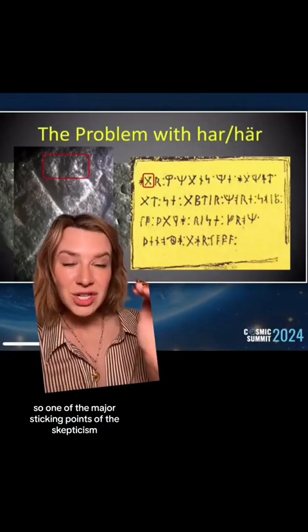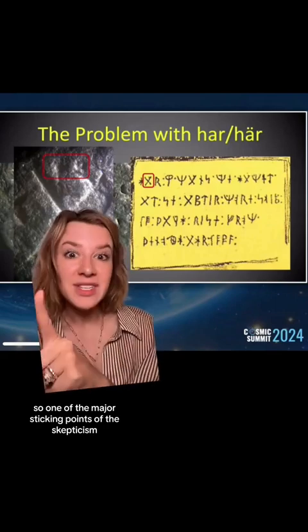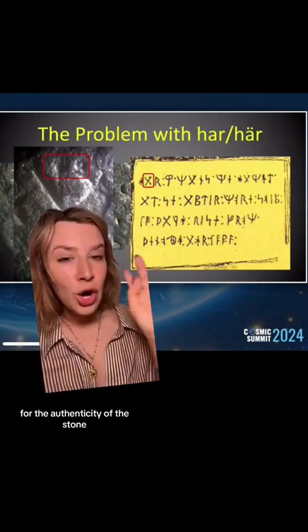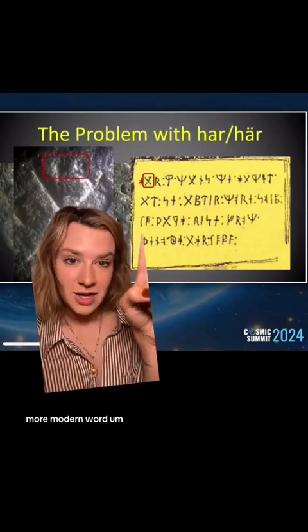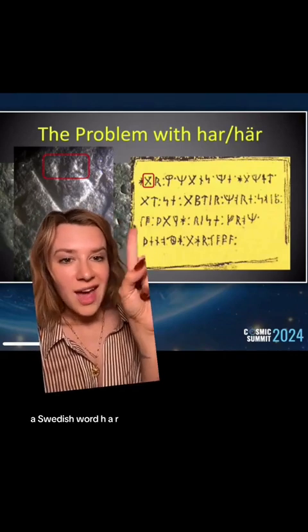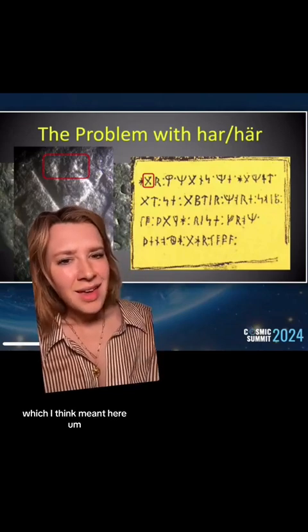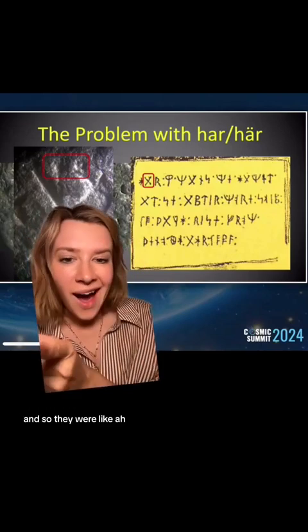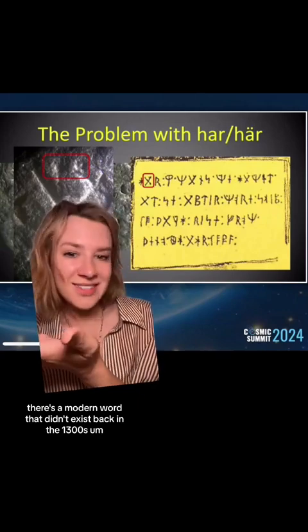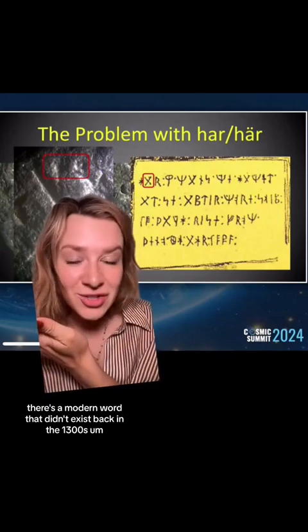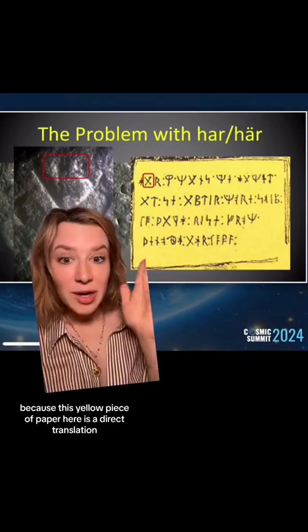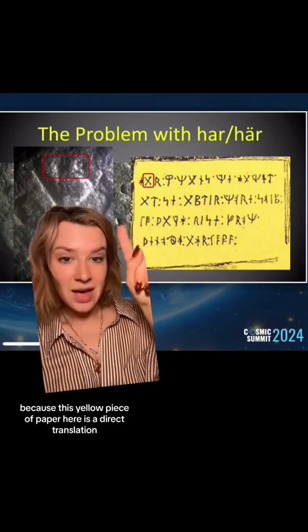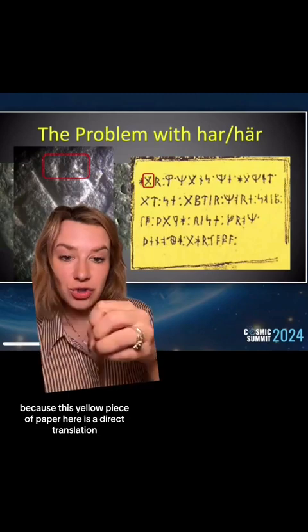So one of the major sticking points of the skepticism for the authenticity of the stone was the fact that there was a more modern Swedish word, H-A-R, which I think meant "here." And so they were like, aha! There's a modern word that didn't exist back in the 1300s, so therefore it is clearly a fake. And they thought that because this yellow piece of paper here is a direct translation.